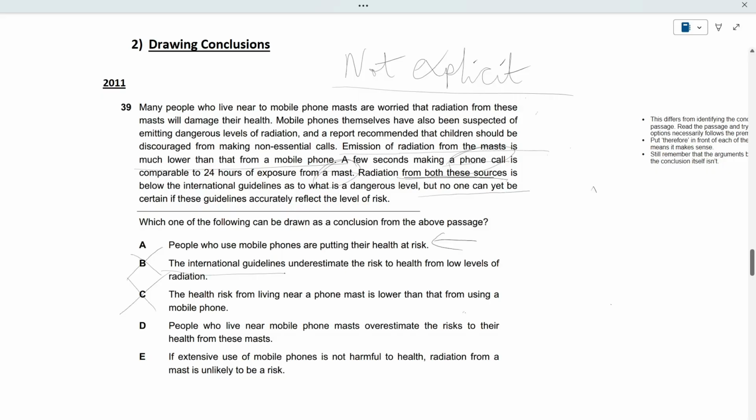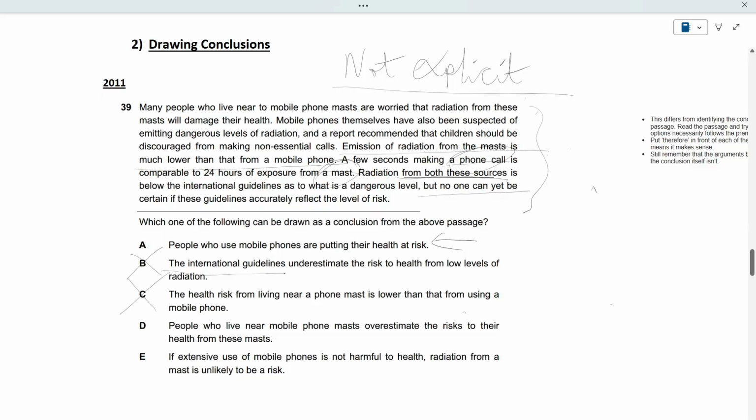D, people who live near mobile phone masts overestimate the risk to their health from these masts. It doesn't, that's again, it's not the conclusion. It doesn't say anything about how people feel about it. It's not like every sentence in this paragraph accurately links to D.